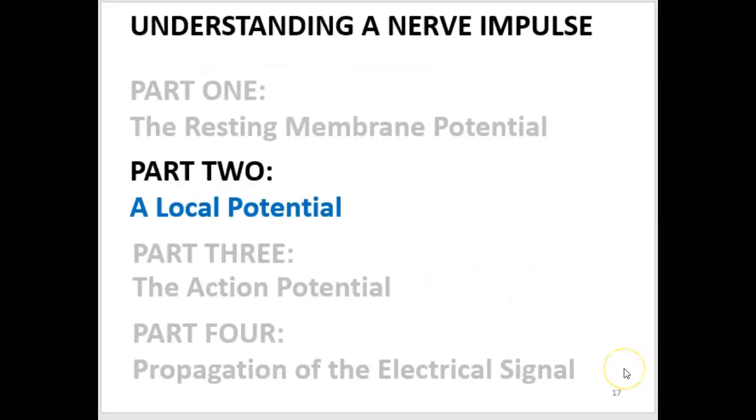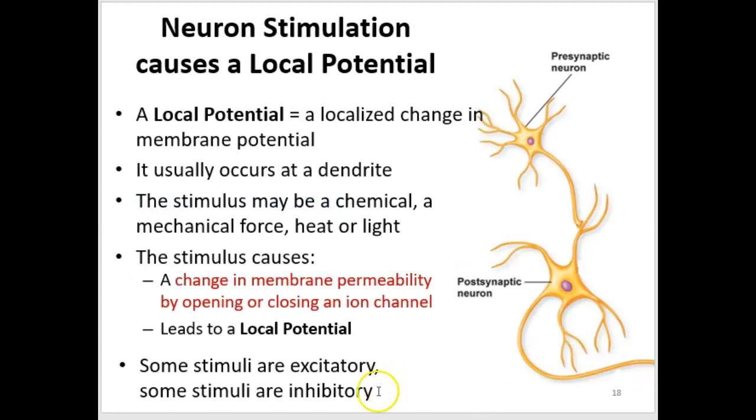So now we're going to look at part 2 and what disrupts the resting membrane potential. So it's stimulation. A neuron has to be chemically stimulated in some way. And what that does is it changes the resting membrane potential. The change itself we call a local potential. So it's a localized change in membrane potential, and it usually occurs at a dendrite.